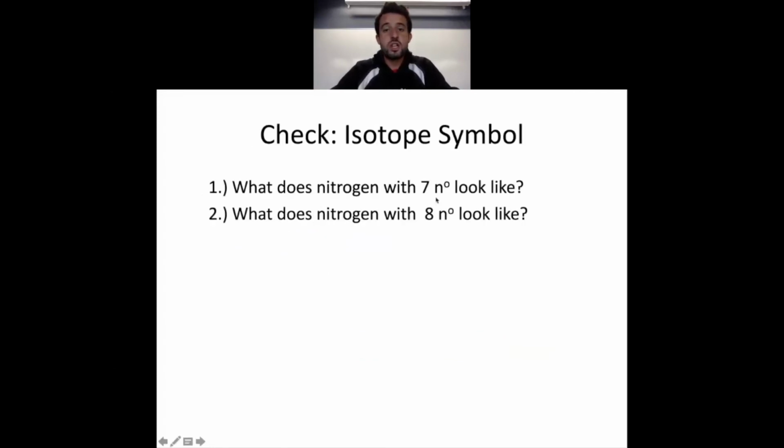So here's the question. What does nitrogen with 7 neutrons look like? Think. You should know how many protons nitrogen has. And then what does nitrogen with 8 neutrons look like? So nitrogen 14, 7 protons plus 7 neutrons gives you 14. So 14 is what you write down there. And then with 8 neutrons, it would be nitrogen 15. If you changed the number of protons here and said 16, that's wrong, because remember, protons determine what the element is. So if you wrote 16, then you would have oxygen, right? And that would be wrong.